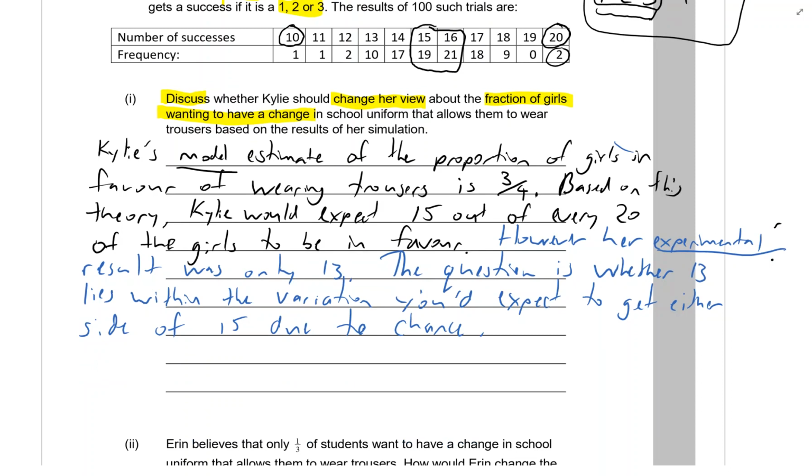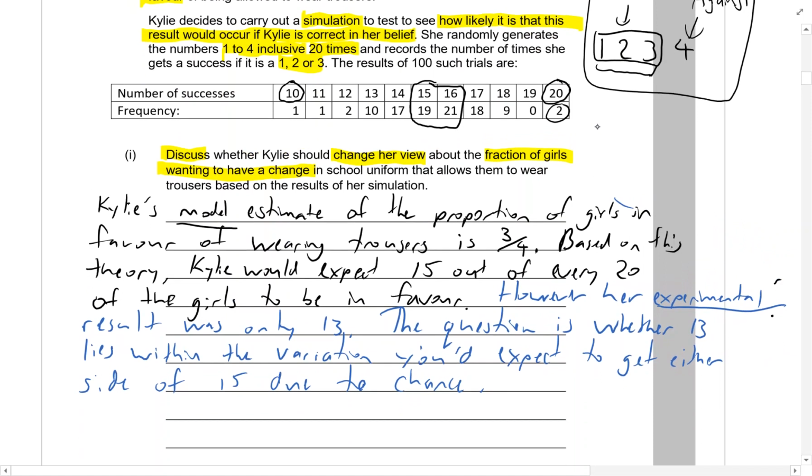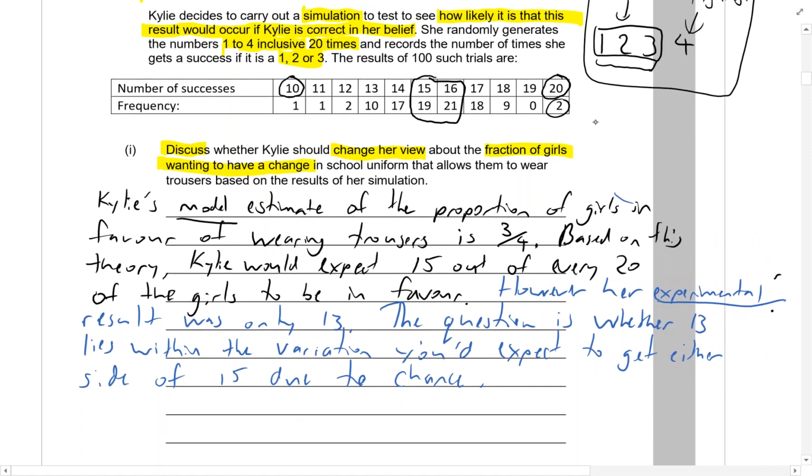So what the simulation does is it builds up a picture of how much variation we would expect to get between different samples of 20 girls being asked, if the true proportion in the school in favour of the change was 3/4. And we're going to write more about that in a later question. This question is just asking us to say whether Kylie should change her view. So to answer that question, we need to look and see where her observed result of 13 fits in that variation. So 13 happened 10 times, you can see it here, out of 100, so that's 10%.